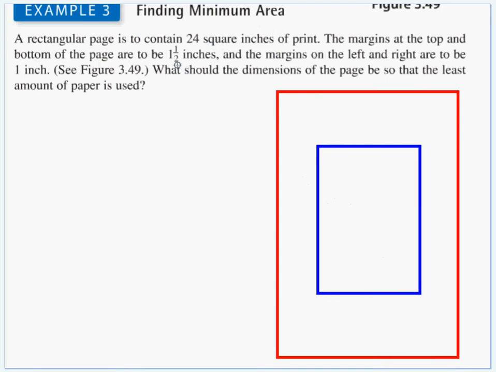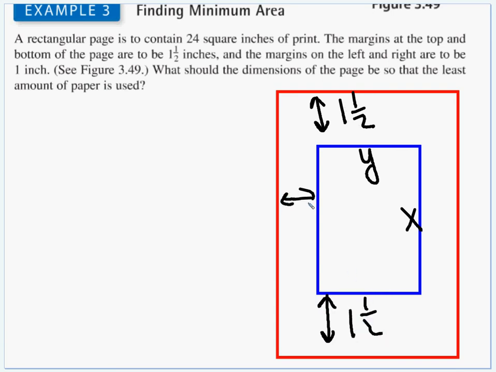Margins in the top and the bottom are 1.5. Margins left and right are 1. So let me put that in there. And I am going to call in here, this blue side is x, this blue side is y. And then we've got our margins, 1.5 at the top and the bottom. And then left to right is 1 inch, 1 inch. What dimensions of the page should be so that the least amount of paper is used?